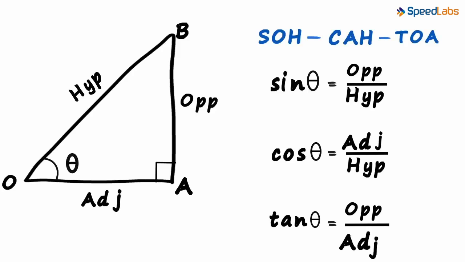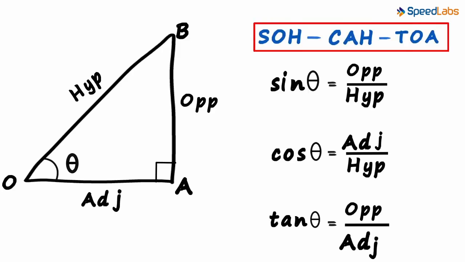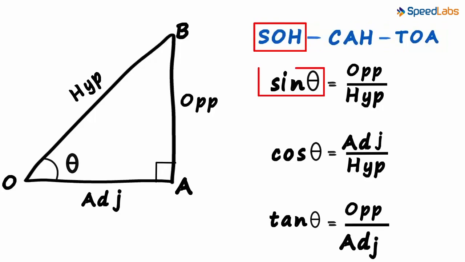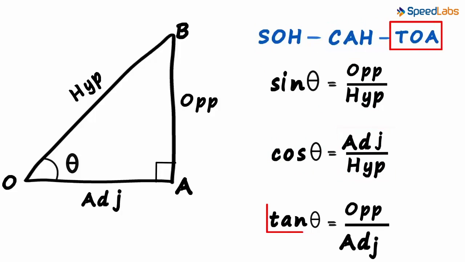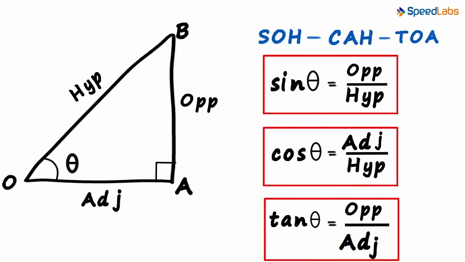Before we move on to understanding the concept of a unit circle, let us review what we did previously. The code we use to remember the formulae is "so ka twa". So tells us that sine theta is opposite by hypotenuse. Ka tells us cos theta is adjacent by hypotenuse. And twa tells us tan theta is opposite by adjacent. These are the three basic formulae we use in trigonometry.